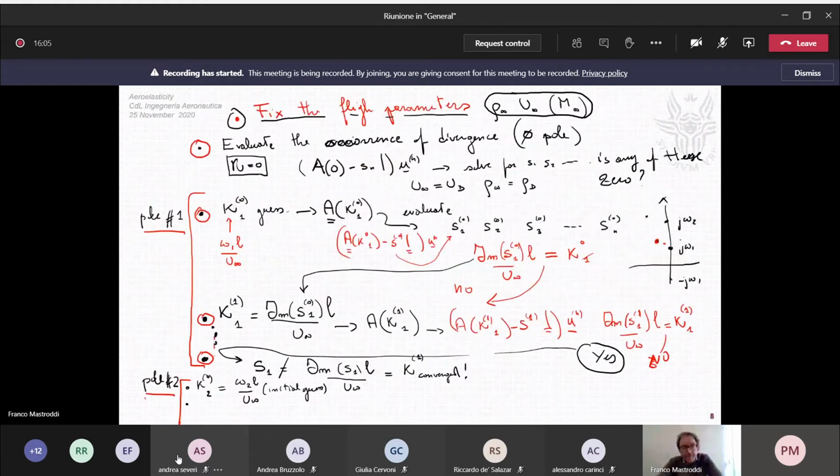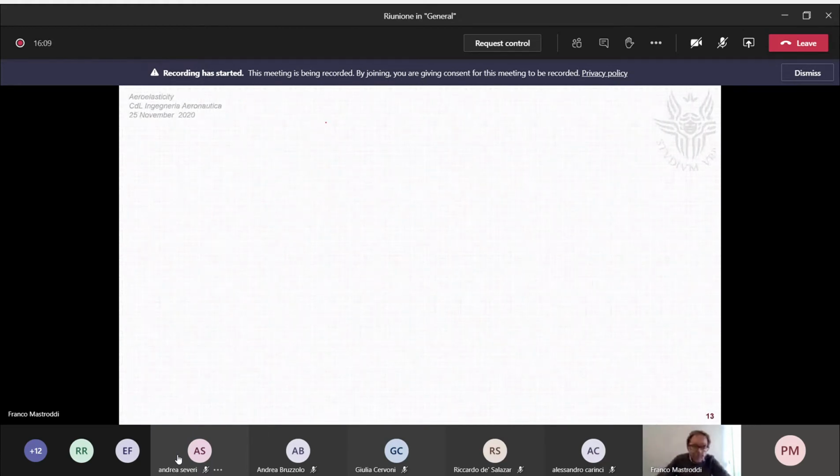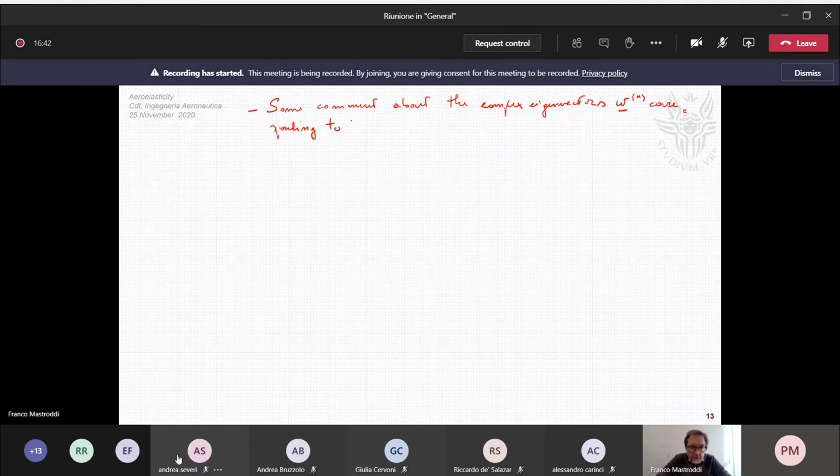Okay. So some comments about the complex eigenvector W corresponding to the eigenvalues Sn in our generalized eigenvalue problem, or flutter problem in aeroelasticity, which consists of solving this system, as you know.